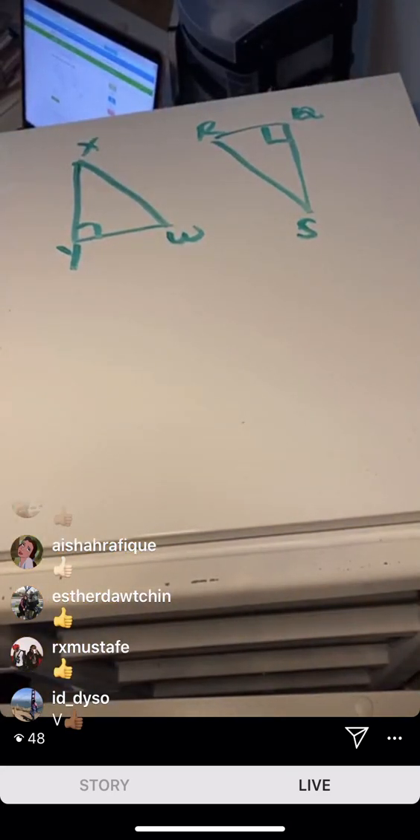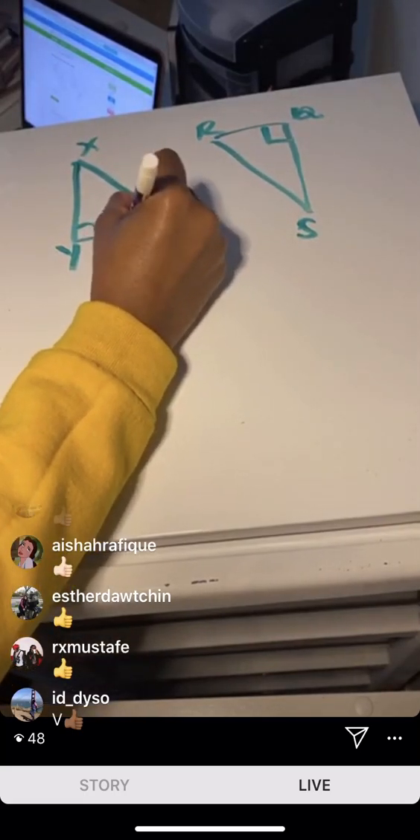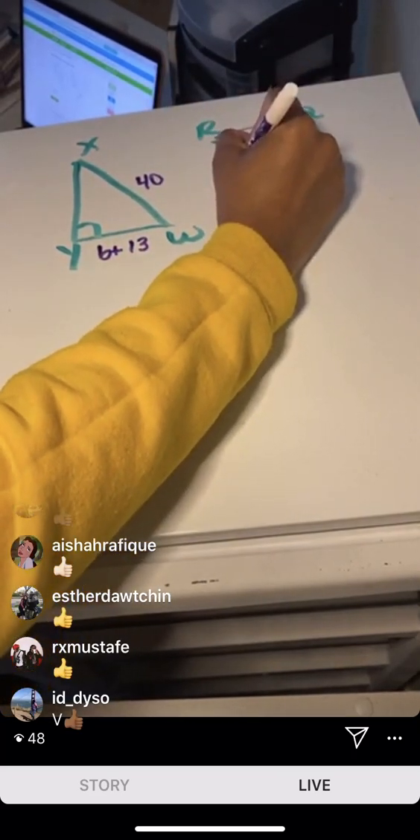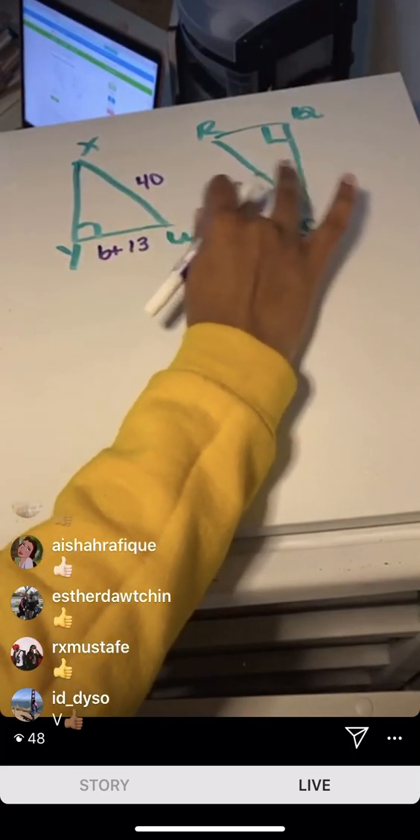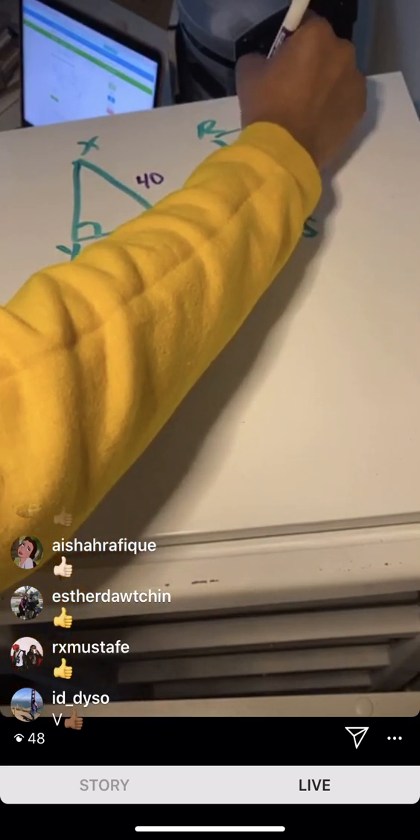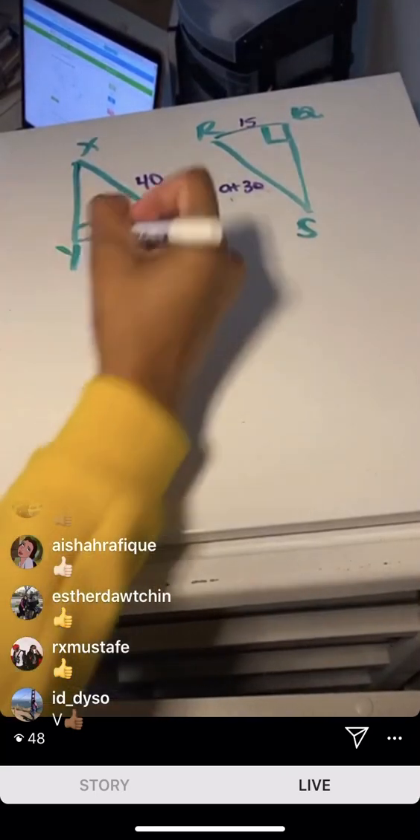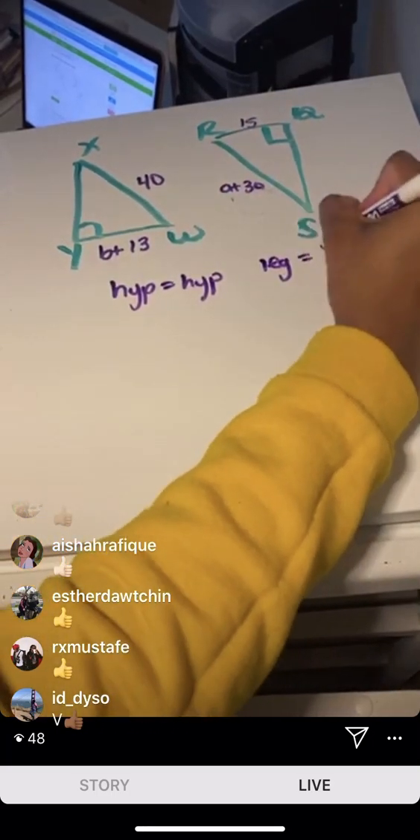And just remember where the leg is. This is A plus 30. This is 15. All right. So, tell me what has to be equal in the comments. Remember, hypotenuse equals hypotenuse and leg equals leg.